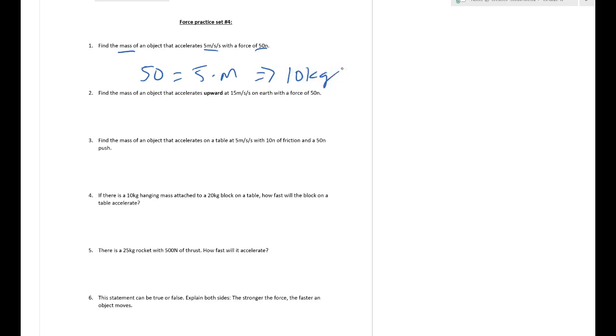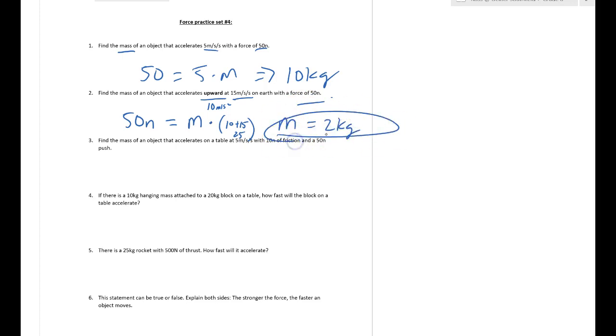Find the mass of an object that accelerates upward at 15 meters per second squared with a force of 50 newtons. So we're finding the mass. So 50 N, total force, is going to be equal to the mass times the rate of acceleration. If it's going upwards, this upwards is a hint that we're also fighting the force of gravity. So the rate of acceleration is going to be 10 plus 15, or 25. Divide both sides by 25, and your mass is going to be 2 kilograms.